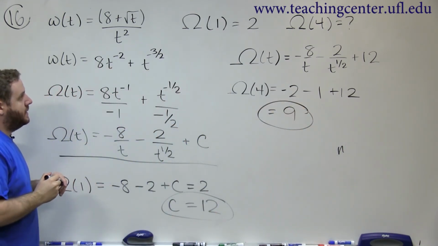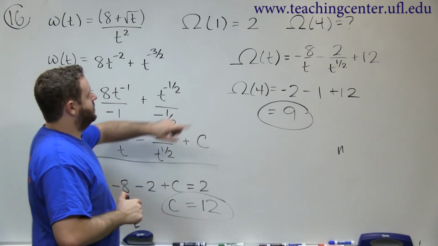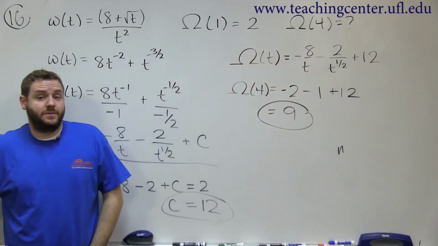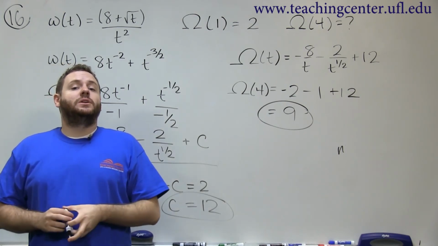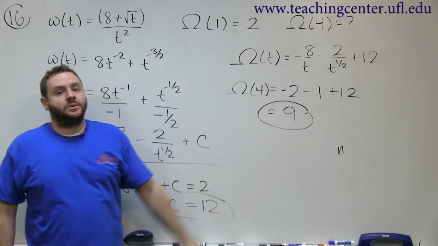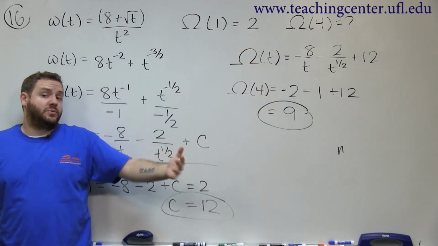So after 1 minute, the rocket had consumed 2 liters of fuel, and after 4 minutes, it had consumed 9 liters of fuel. The way that this problem was worded, you also could check your answer, because you know that this number has to be higher than 2, because it's consuming more fuel as time goes on.